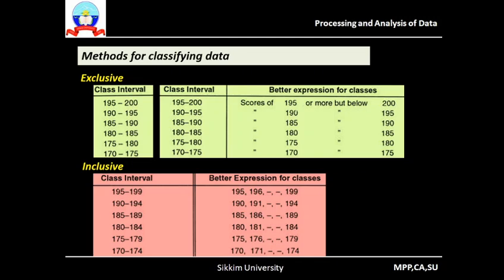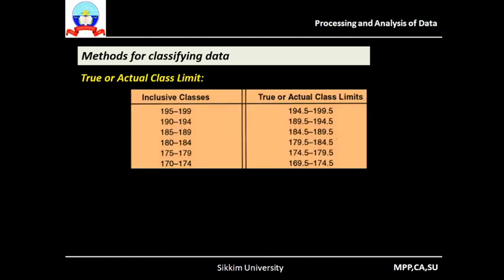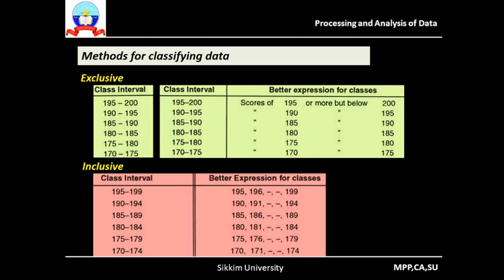Now let us learn about different methods for classifying data. So we have the exclusive technique, the inclusive technique, and true or actual class limits. Let us try to understand it with the help of an example. In case of the exclusive method, let us try to understand with the help of an example.